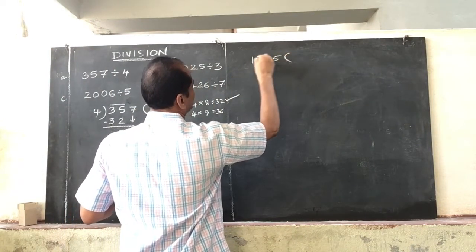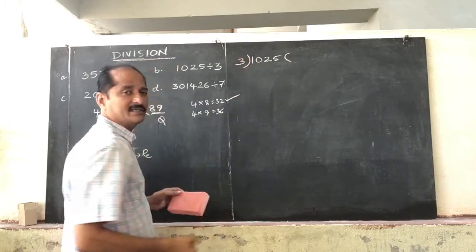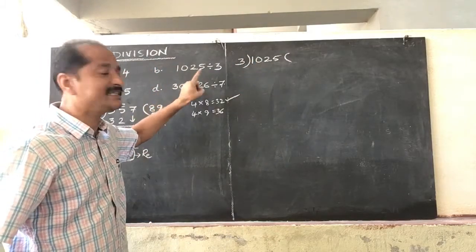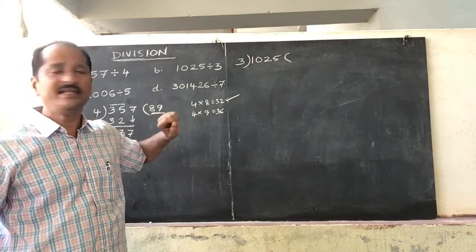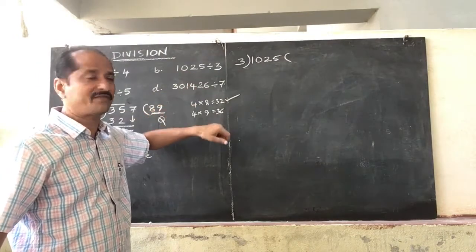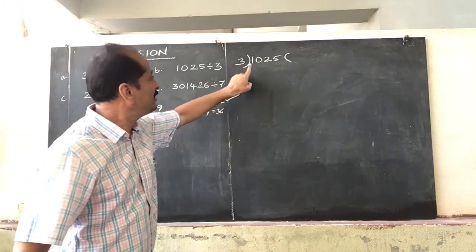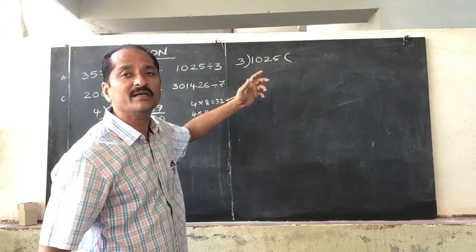1025 divided by 3. Just the third table. That means how many 3's are there in this number that we are finding? See, in 1025, how many 3's are there we are finding?